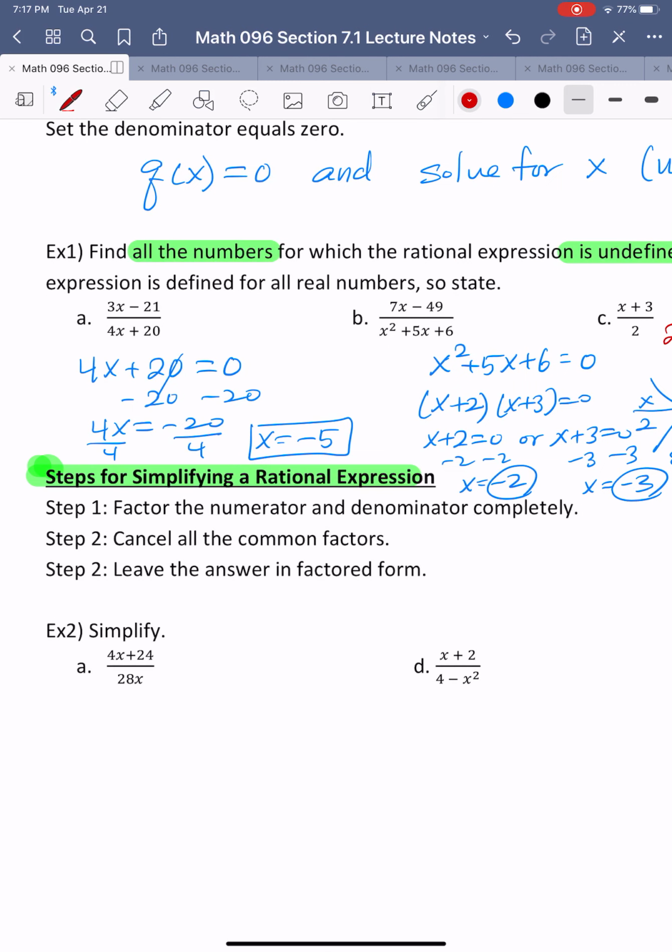So in part a, first of all, we need to factor both sides. In the numerator, you can factor out the GCF, which is 4, and then you have x plus 6 left as the remaining factor. Then over 28x. 28x is already in factored form because it's one term. And then we can see that we can cancel the 4 and 28. The 4 goes into 28 seven times. Now you have x plus 6 over 7x. That's it. Do not cancel the x, because it's not a factor.